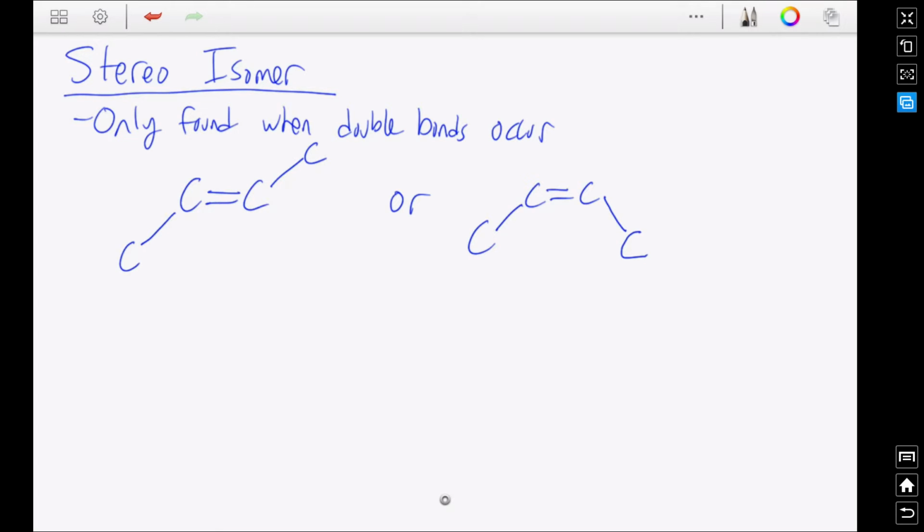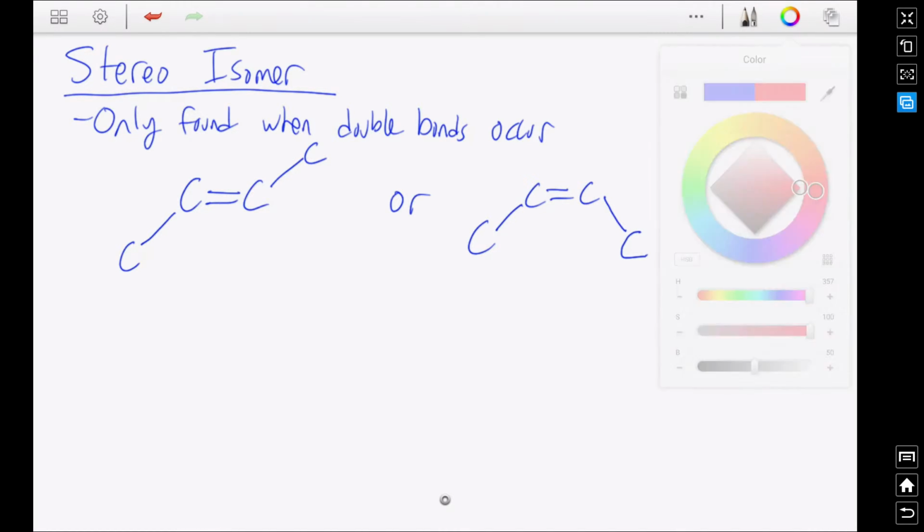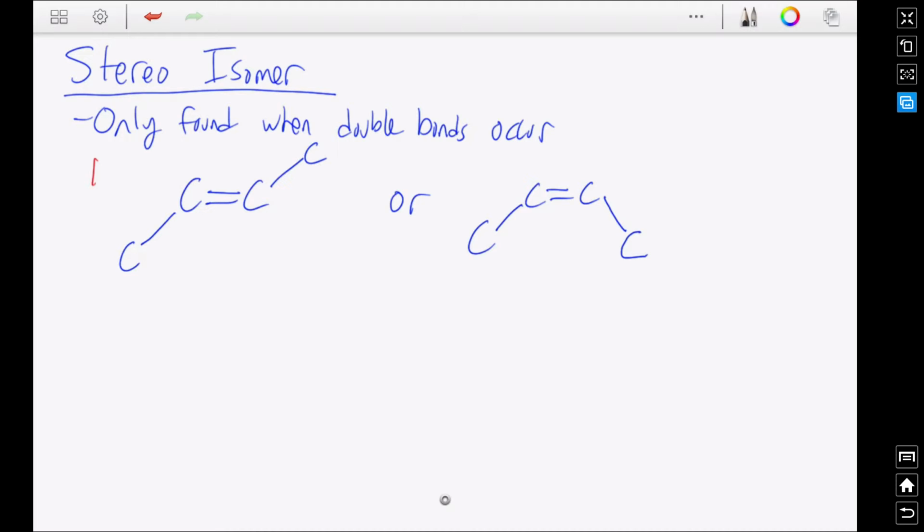Okay. So in double bonds, because of the way that the electrons are repelling each other, the shape is actually bent. Label this one A and label this one B. In case A, we call this trans. This is a trans isomer. And then in case B, we call this a cis isomer.